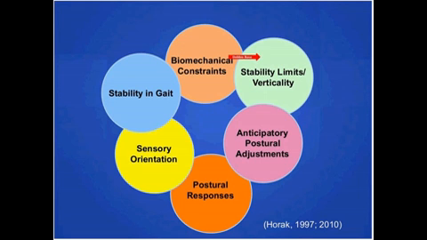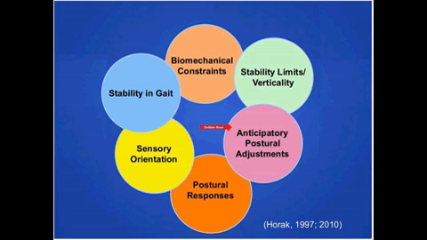We then also look at stability limits and verticality. Here we're interested in determining how far an individual can lean through their limits of stability and how well they can maintain verticality. Here we're looking at an interaction between the sensory and the motor systems, the sensory system giving us the perception of verticality, and the motor system determining whether we can actually achieve that verticality and how far we can lean through those limits of stability.